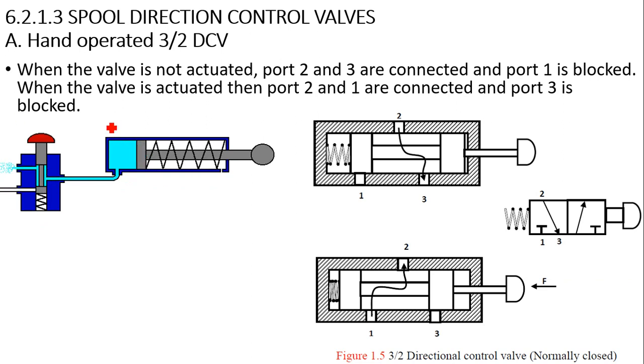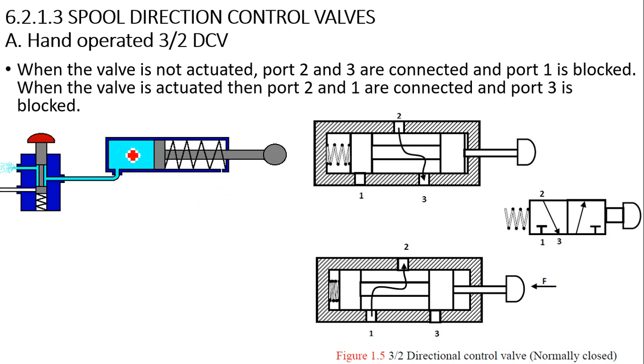This is a control of a single acting cylinder through a valve. So now you can identify which type of valve this is. Can you tell how many ports? First of all, see the ports. How many ports? One, two, and three. So this is three. How many positions? One and two. So two positions. So this is a 3 by 2 direction control valve.